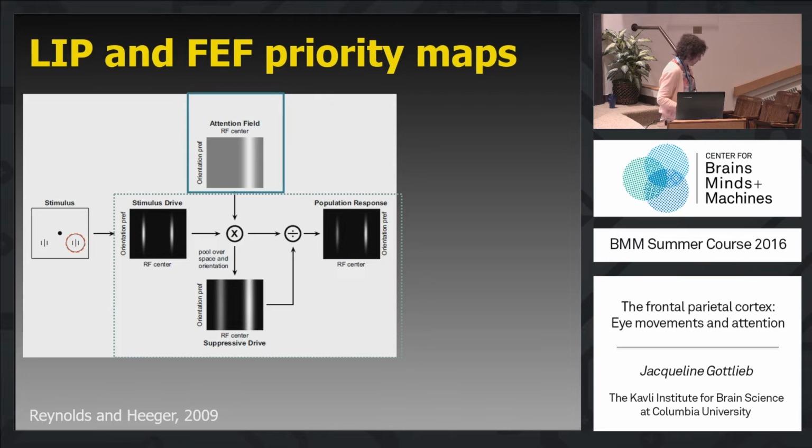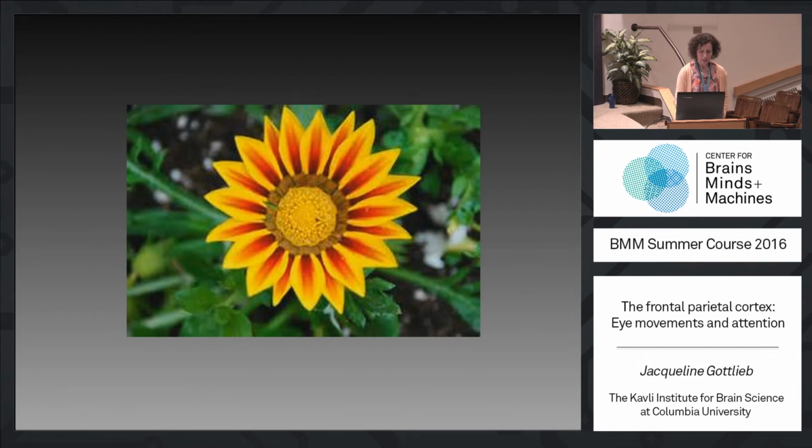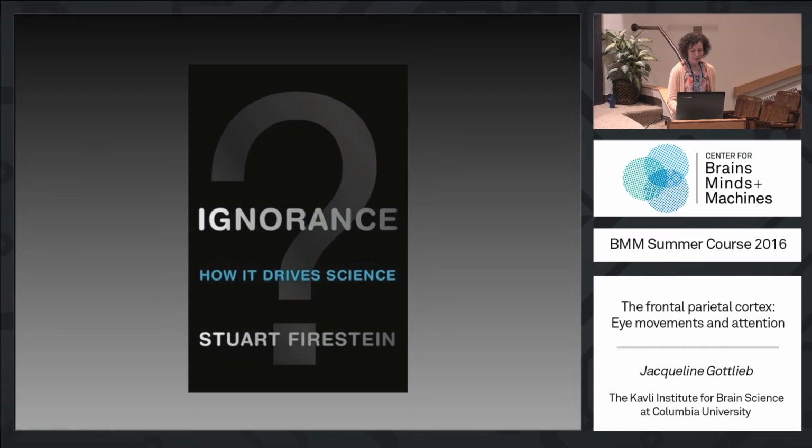Okay, all right, so I think now we kind of came full circle, and I've shown you all the physiological evidence that leads to calling LIP and FEF this priority map and claiming that it controls or directs visual attention. So at this point then you might say, wow, we're done. That's it, we figured it out. What else is there to find out? But that's not the case.